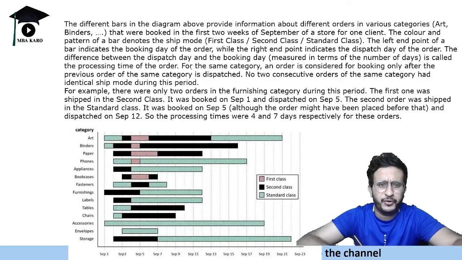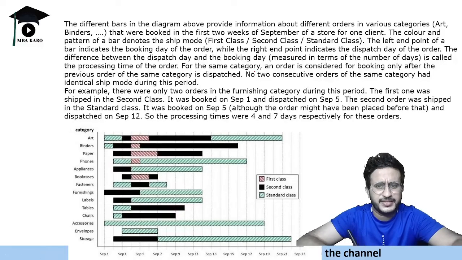The left end point of a bar indicates the booking day of the order, while the right end point indicates the dispatch day of the order. The difference between the dispatch day and the booking day, measured in number of days, is called the processing time of the order. For the same category, an order is considered for booking only after the previous order of the same category is dispatched. No two consecutive orders of the same category had identical ship mode during this period.